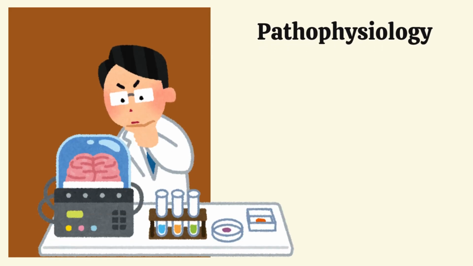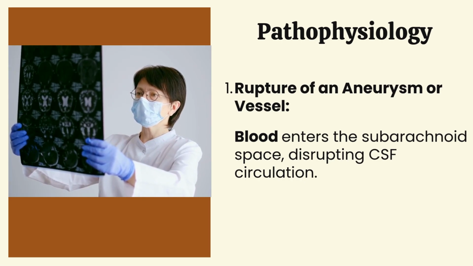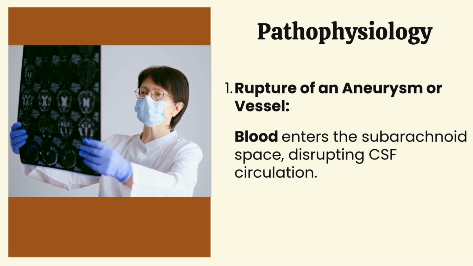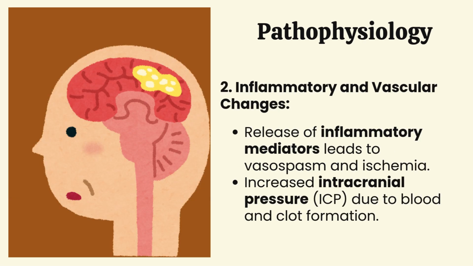Pathophysiology of subarachnoid hemorrhage. It has the following mechanism of action. Step 1. Rupture of an aneurysm or vessel. Blood enters the subarachnoid space, disrupting CSF circulation. Step 2. Inflammatory and vascular changes. Release of inflammatory mediators leads to vasospasm and ischemia. Increased intracranial pressure, due to blood and clot formation.